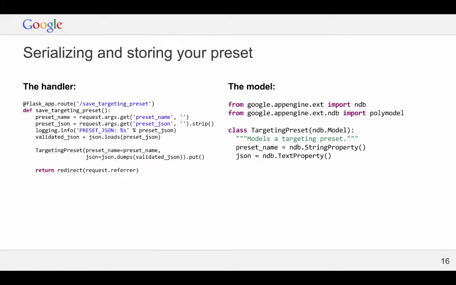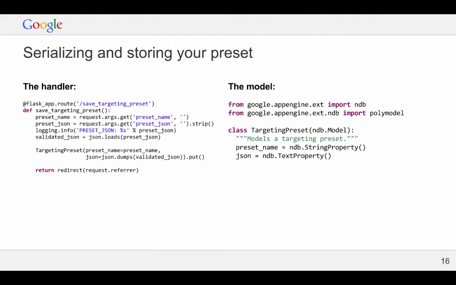So we'll swipe on back, and then I'm going to take a little bit of the magic away from the application. It's relatively simple. We have a handler set up to save the targeting preset. That was what happened when I clicked that submit button. It essentially takes two get args from the URL. It sent over the preset name, which was NCAA exclude Duke, as well as the preset JSON.